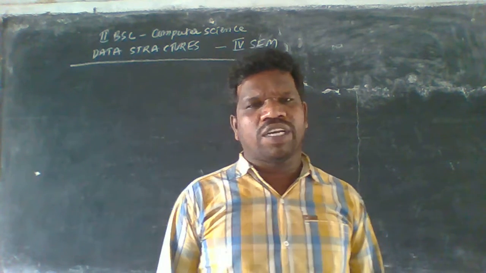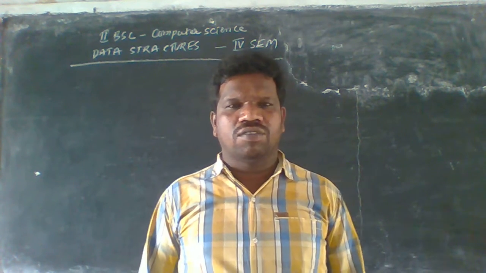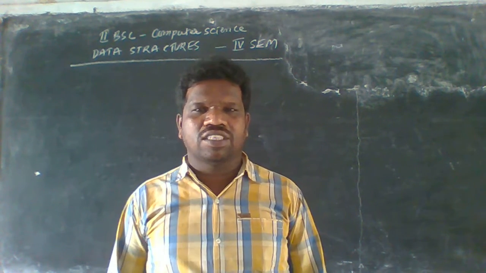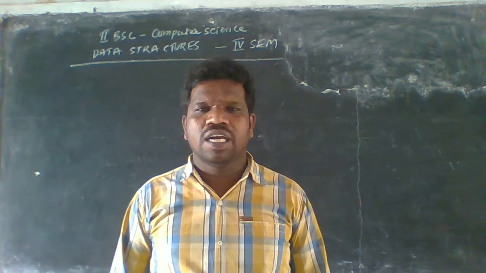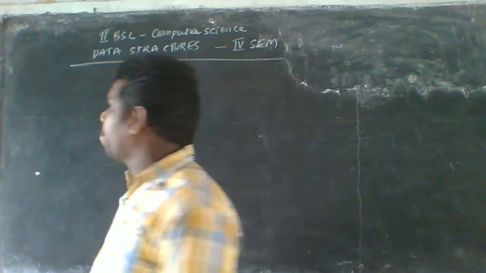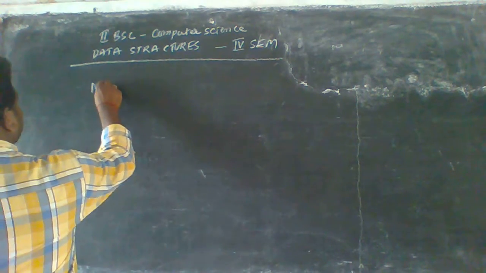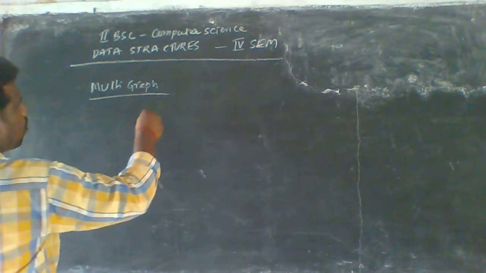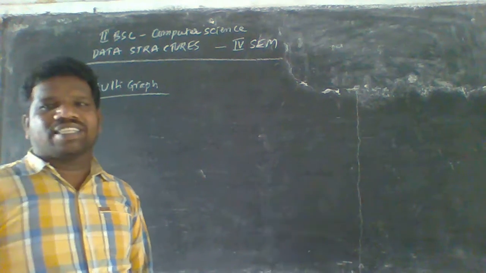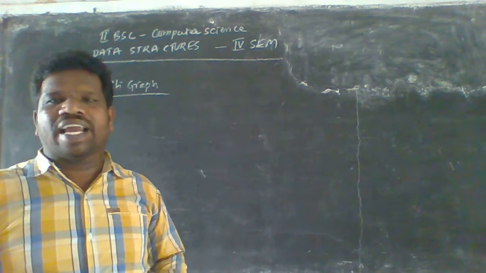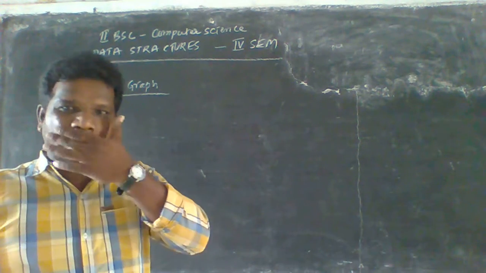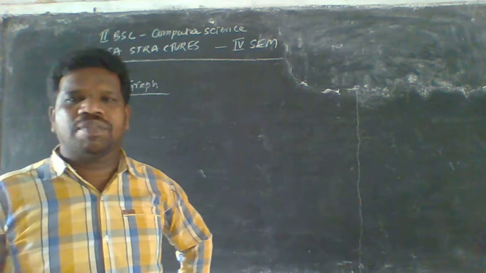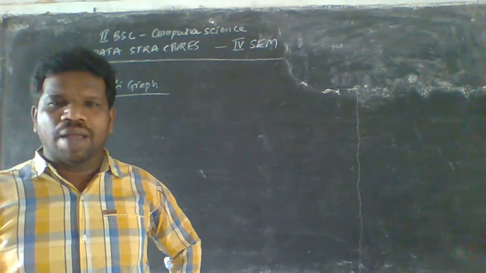In the previous sessions, I talked about graphs and how to represent them. Today I am going to talk about the remaining type of graph, which we call a multi-graph. What is a multi-graph? It is a graph in which there are some parallel edges. A graph having parallel edges is called a multi-graph.